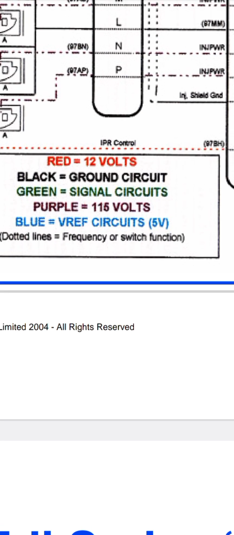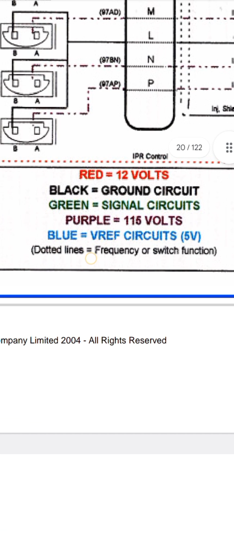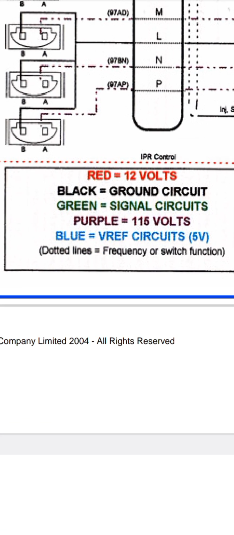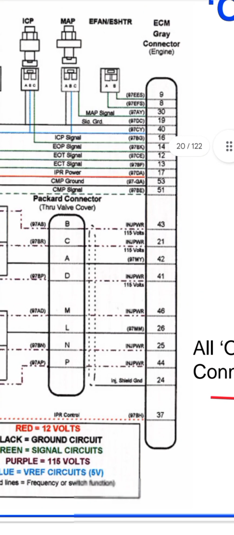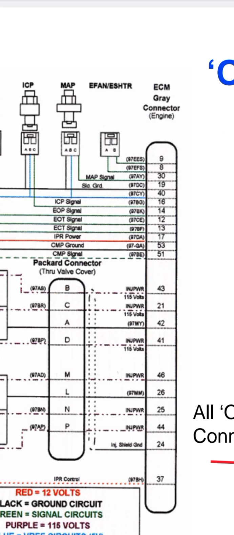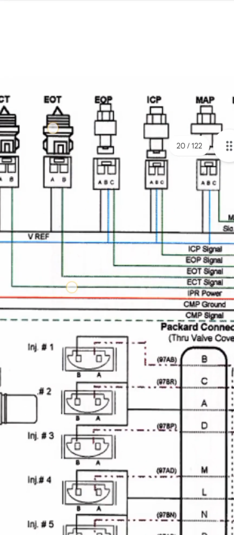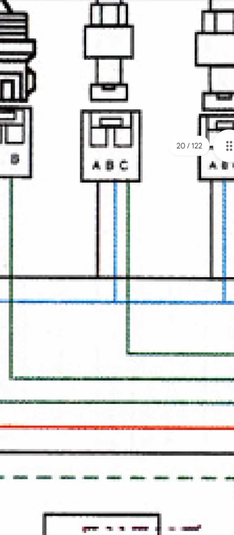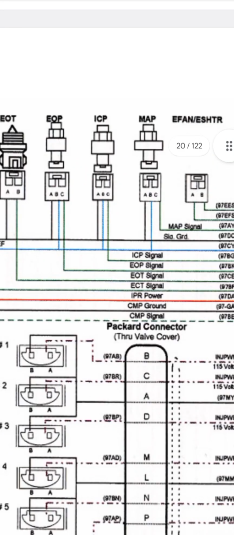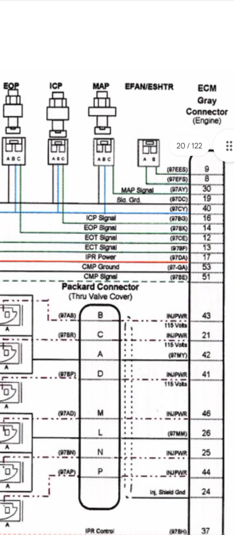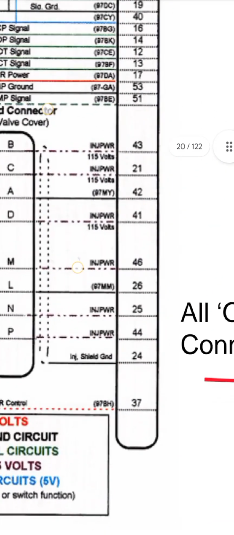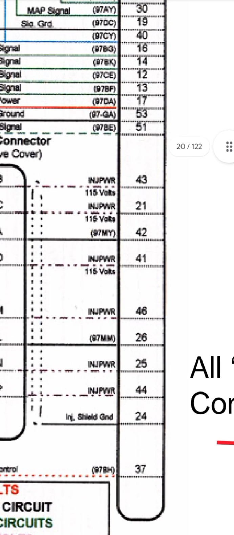Any sensor has three wires: blue, green and black, reference, signal and ground. The purple wires you will find on the injector. This is 115 volts DC. That is very dangerous. Take care when you are working on these engines. This is very dangerous for you. Look at that, after that you can see three wires: blue is the reference voltage, green is the signal, and black is our negative supply ground.